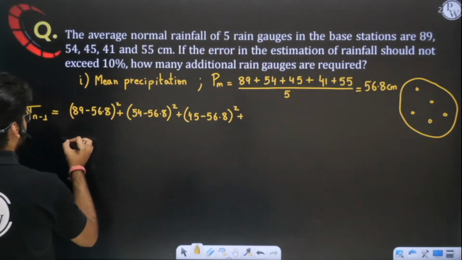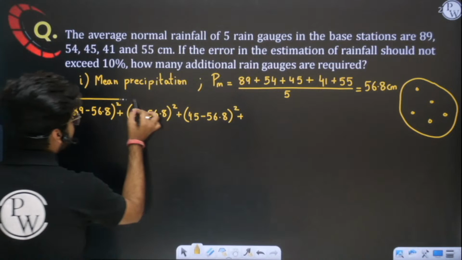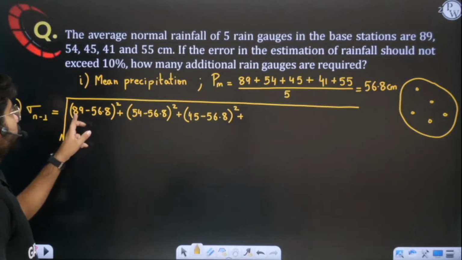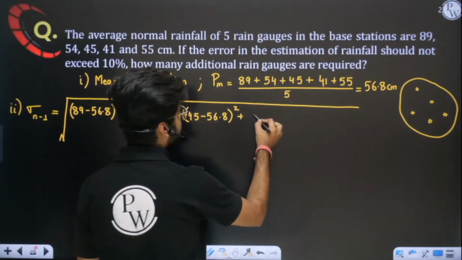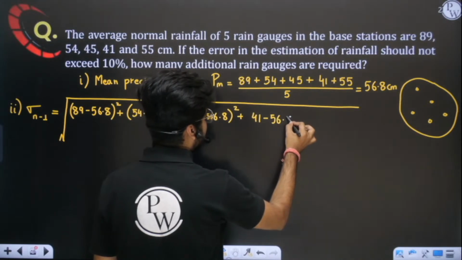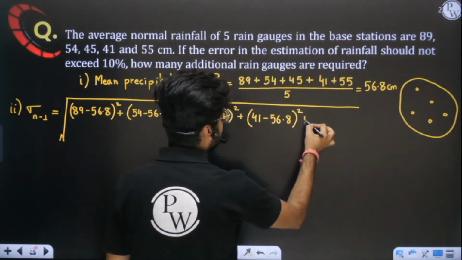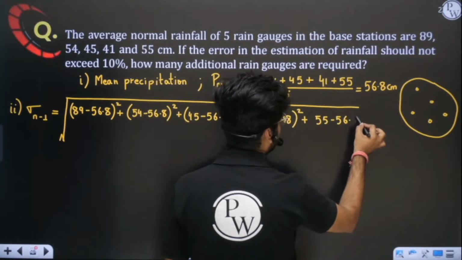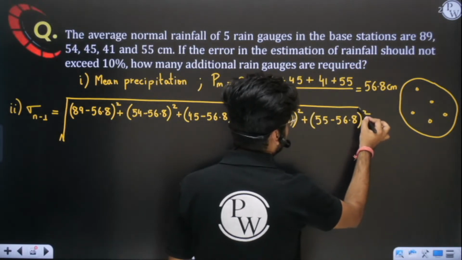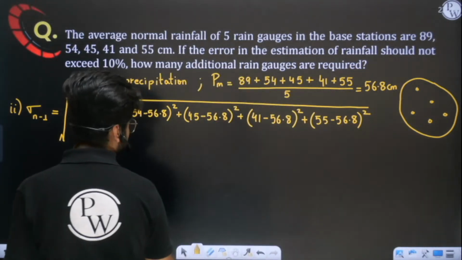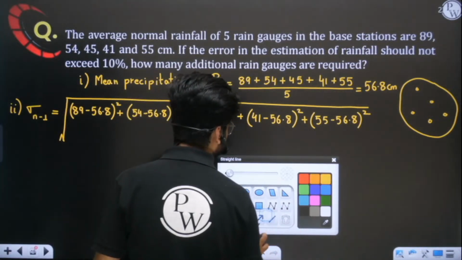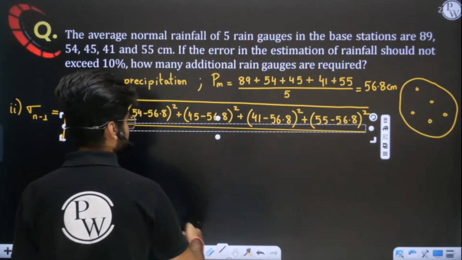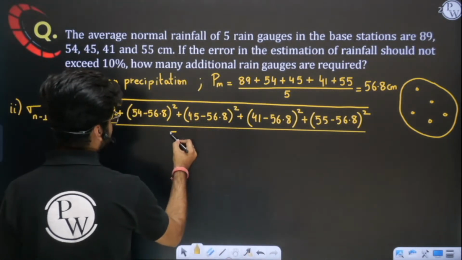And at last, I will put the root also. First you square it and at last you put a root also, so that will balance it. So first 89, 54, 45, then we have 41. Then 41 minus mean value, square it. Then 55 minus mean value, square it. Divided by n minus 1. What is n? n is 5.